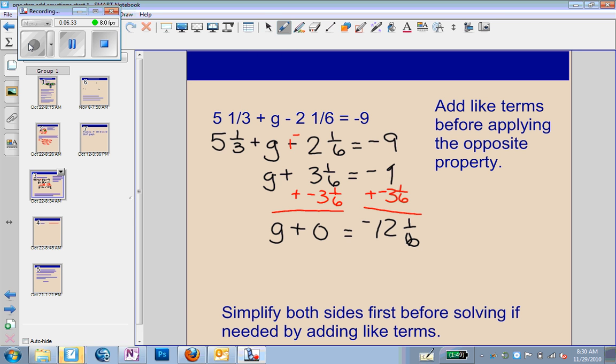Alright, so we add the 3 1/6 to the negative 3 1/6, you get 0. And on the other side, when you add the negative 9 and the negative 3 1/6, you get negative 12 1/6. And of course, the g plus 0 is just g, so g equals negative 12 1/6.